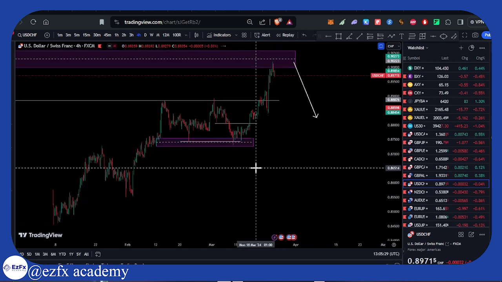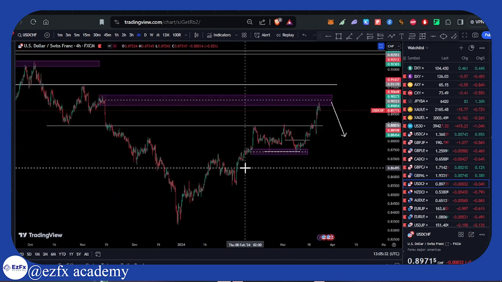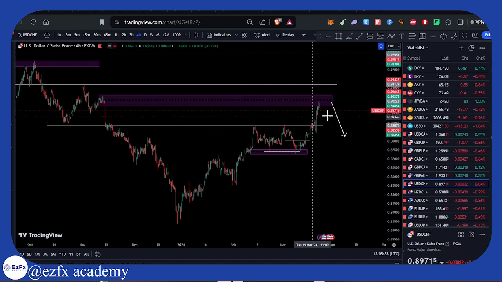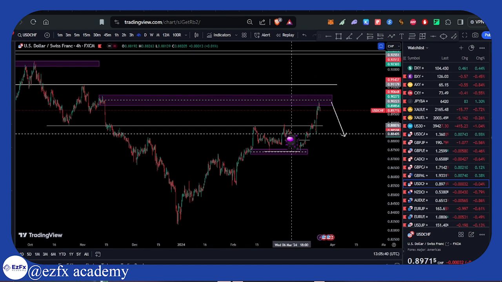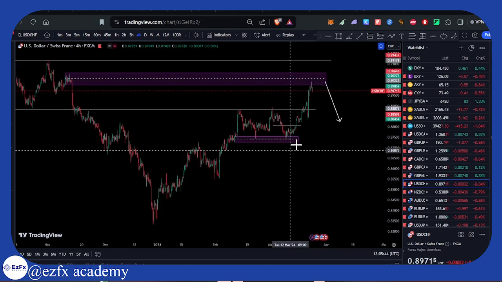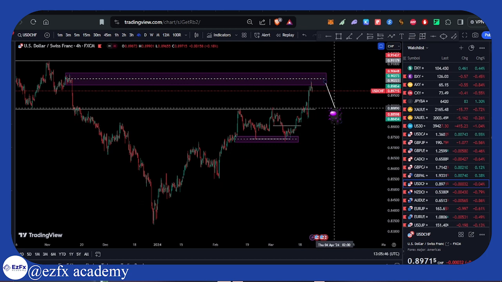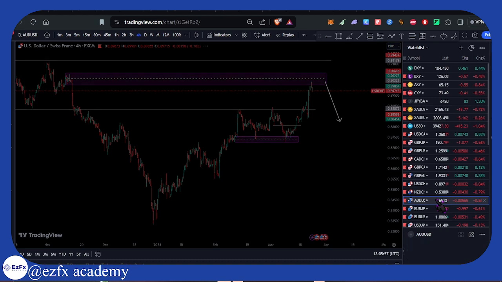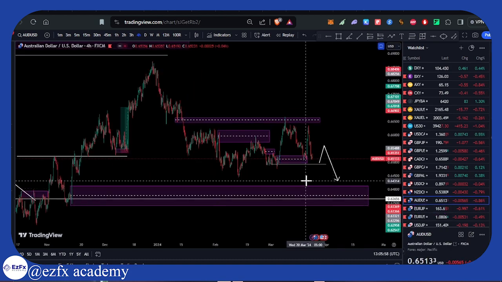So USD CHF, I believe my bias is quite straightforward. You can see that we're in the supply zone, and I'm expecting a bearish rejection from there. I'm expecting us to sell during the course of this week on USD CHF. Again, it's very likely not going to be a long sell, but I'll be expecting, at least for the early days of this week, that sell to happen on USD CHF.